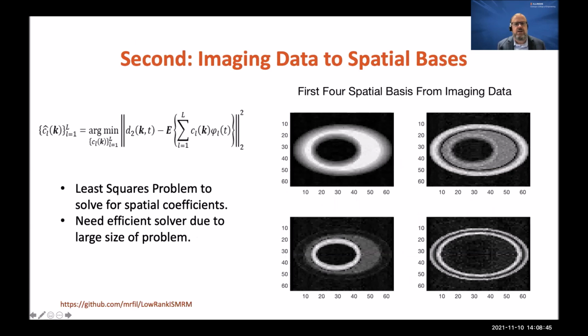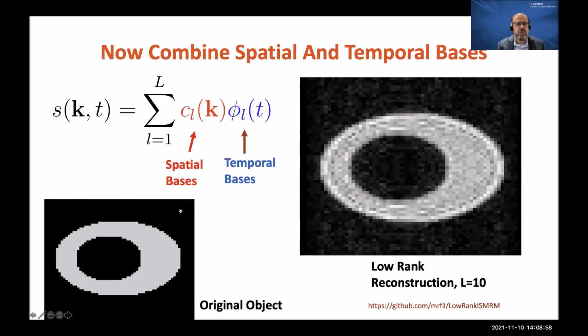We need an efficient solver. Here's what the first 4 spatial bases look like, and hopefully these make sense. They each have their own time series. The object is growing and shrinking, and so we have things that look like the spatial derivatives of the object here. Okay, we can put those back together.